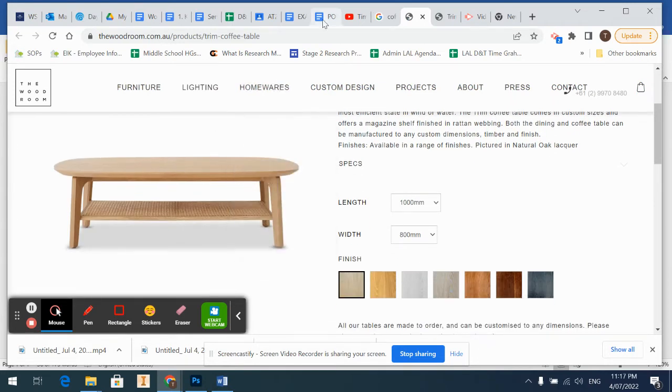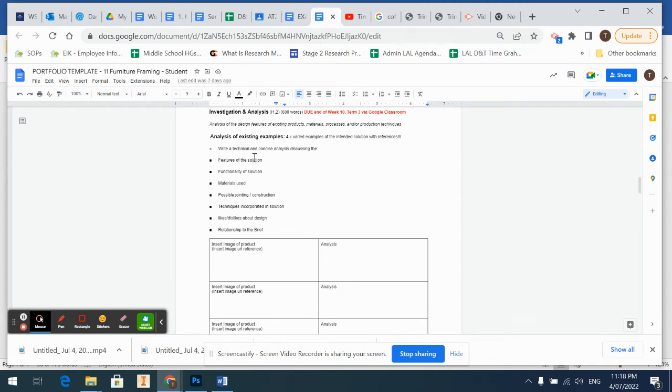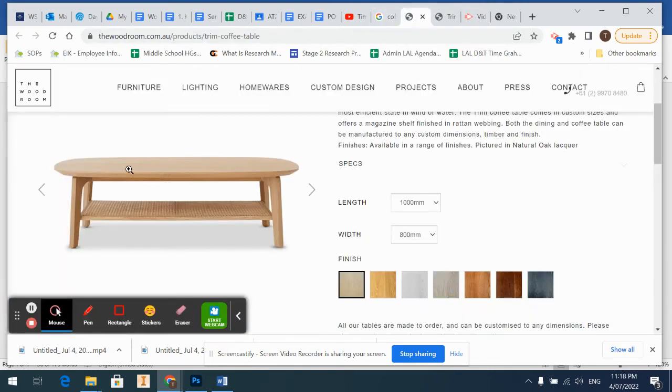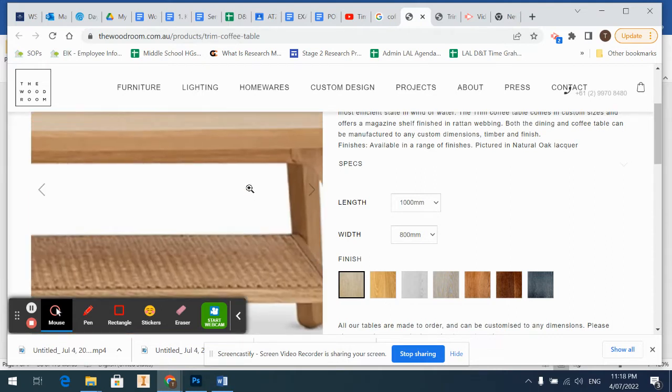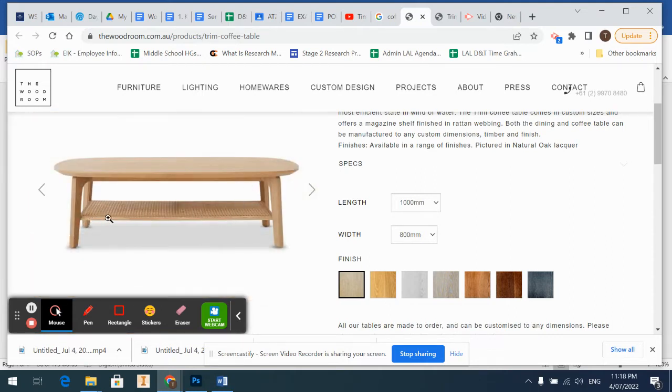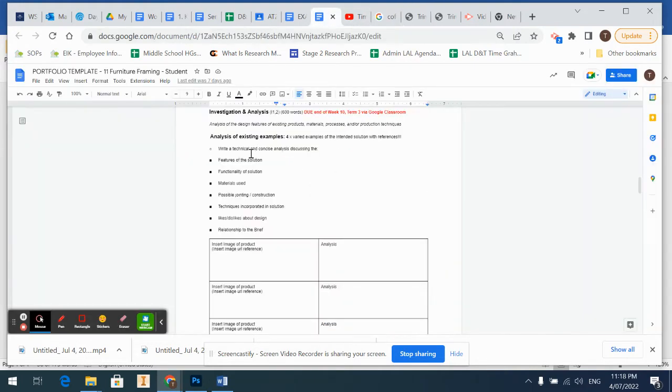So let's go back to that portfolio. Again, the features of the solution. If I'm going into this one, what am I looking at? I've got a round, oval-shaped top. I've got 4 legs, which look like they're connected by some rails underneath. I've got a lower shelf that's got a wicker finish.